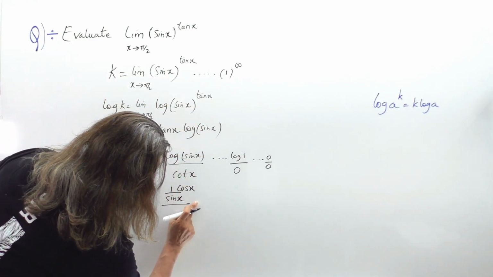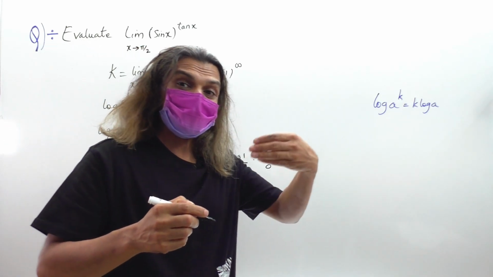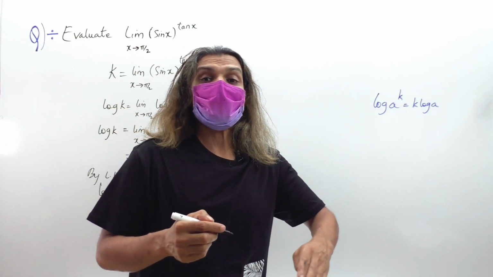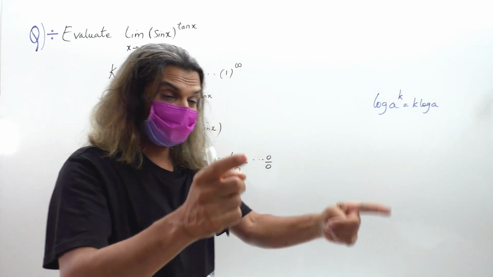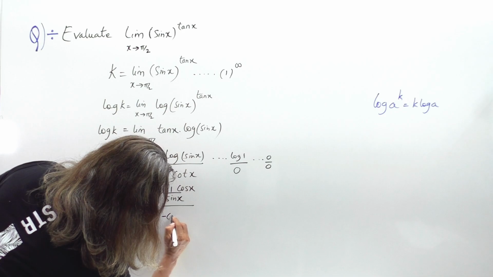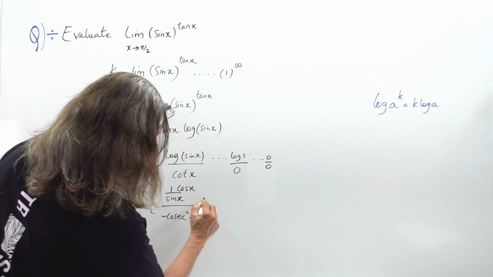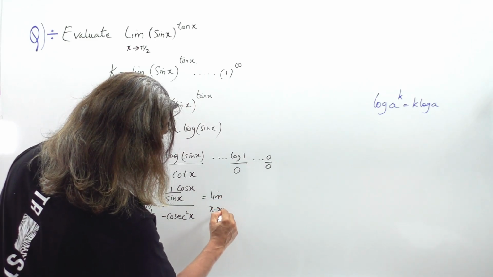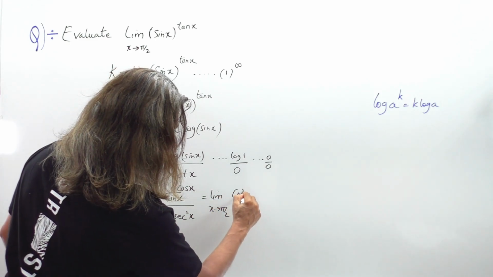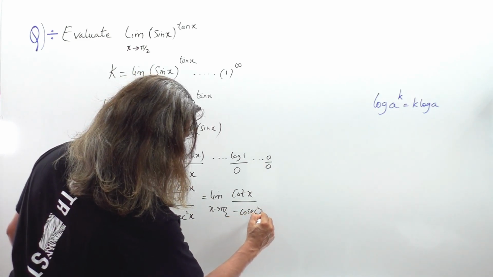Upon, what is the differentiation of cot x? Differentiation of tan x is secant square x. Cot x is minus cosecant square x. Listen carefully. What is that? Minus cosecant square x. So this will be again now limit as x tending to pi by 2, cot x by minus cosecant square x.